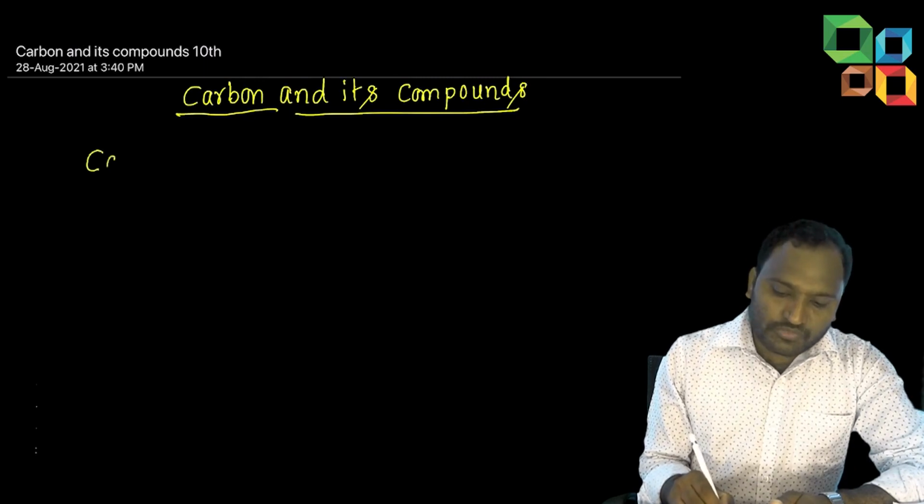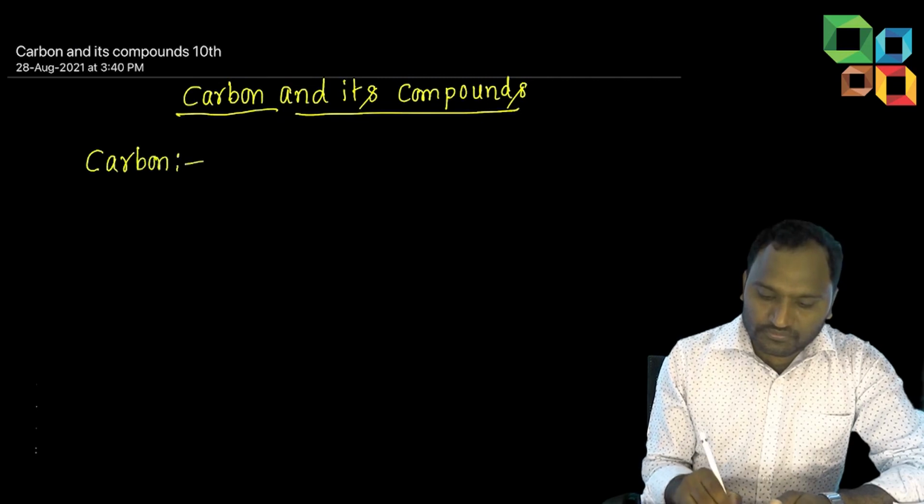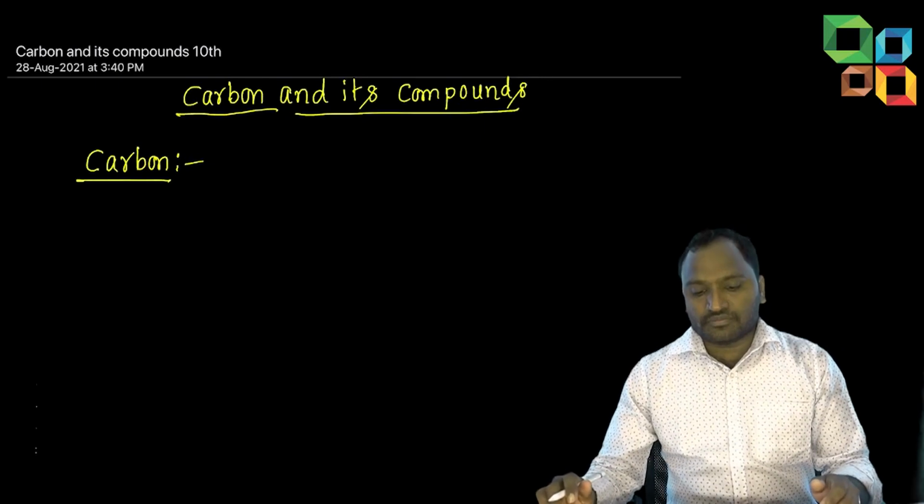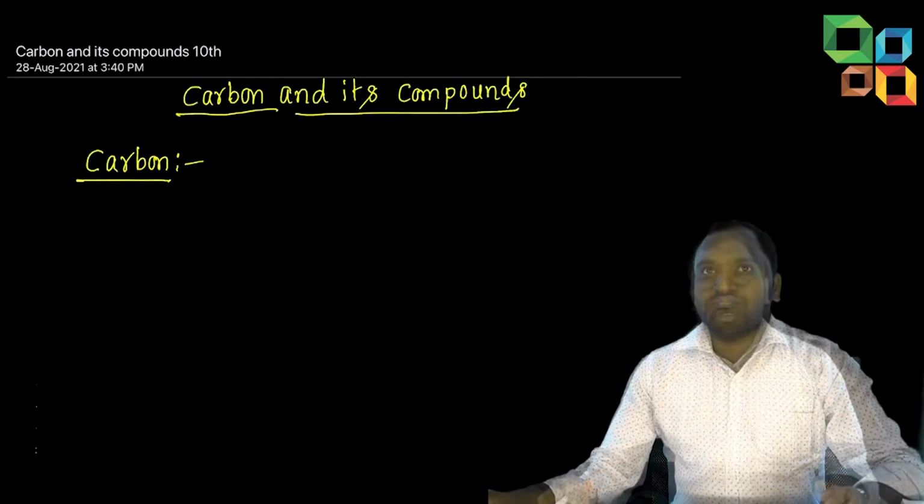So first, keep a side heading, subheading: Carbon. Carbon has the catenation property.